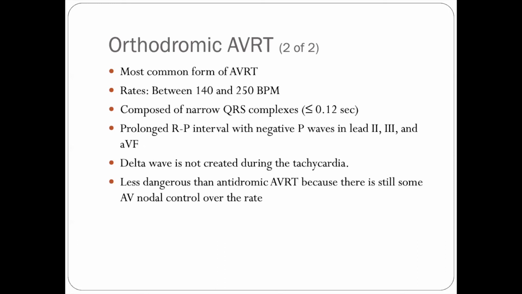It circles back up through the accessory bypass tract and then back up into the atria to depolarize the atria. So in this particular case, the P wave tends to come after the QRS complex, so it's retrograde, and we end up with a prolonged R to P interval. So in other words, from the beginning of the QRS complex to the beginning of the P wave tends to be a longer period of time, closer to 0.2 or greater. The delta wave is not created in those tachycardias, and it's less dangerous than the other version called antidromic because the AV node is still controlling the rate for the most part.